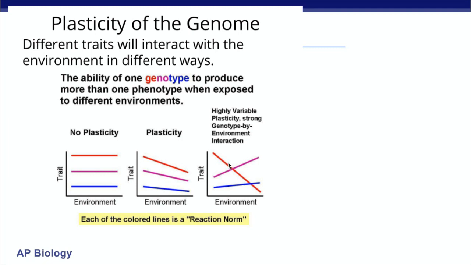In this case right here, we have highly variable plasticity, strong genotype by environmental interaction. And what that means is the slope is much greater. So we're going to have much more variation depending on the environment itself. And so that's just something to keep in mind. The effects of the environment on these genes is not consistent for all genes that we have on our chromosomes.